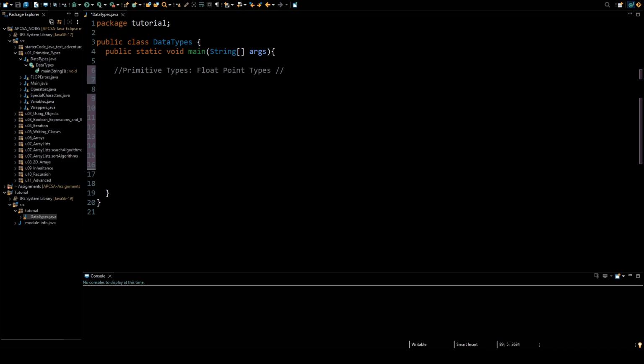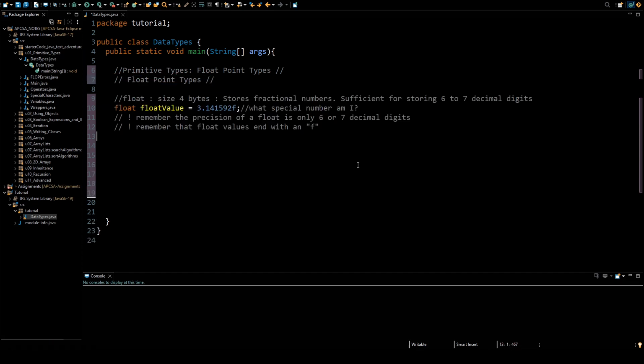Today we are talking about more primitive types. In this case, we're dealing with floating point data types, or types that we traditionally would call a decimal number whenever we're just talking with other people and discussing numbers. So when we look at this, our first floating point type is called a float. It has a size of 4 bytes, and it's going to store our fractional numbers.